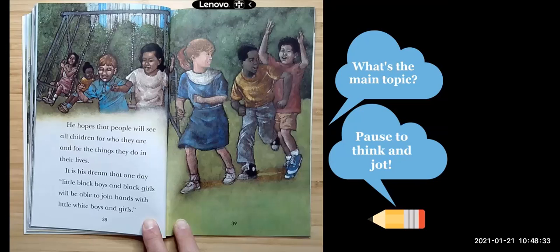He hopes that people will see all children for who they are and for the things they do in their lives. It is his dream that one day little Black boys and Black girls will be able to join hands with little white boys and girls.